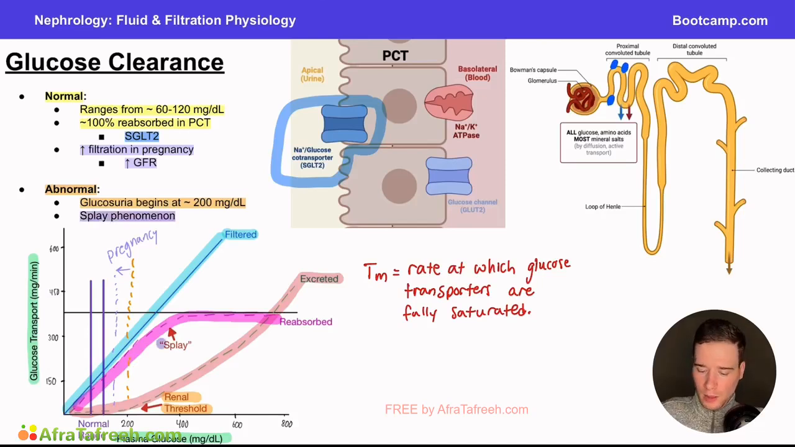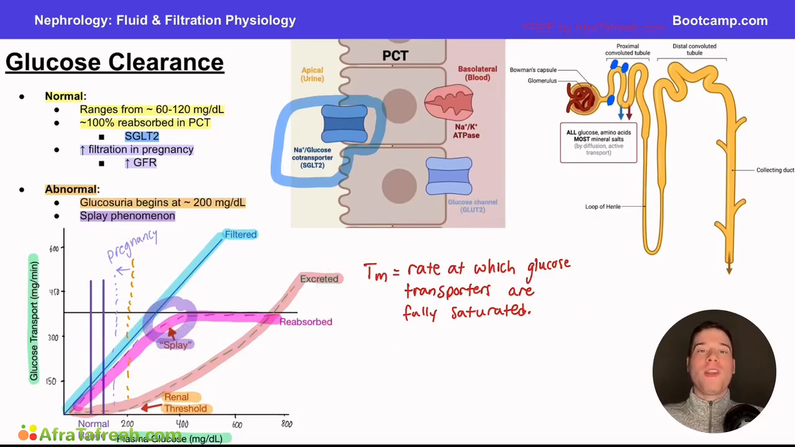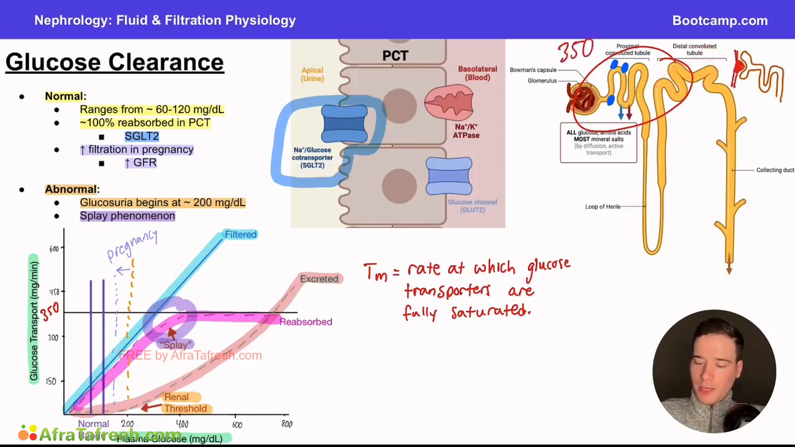And the final thing that we need to talk about in this video is the idea of the splay phenomenon. The splay phenomenon, which you'll see in this region here on the graph, is essentially due to the fact that there is a heterogeneity of nephrons within the kidney. There are different Tm points, or different rates at which glucose transporters are fully saturated, depending on the nephron within the kidney. So not all nephrons are the same. Let's say this nephron is saturated at 350 milligrams per minute. So this is our 350 nephron. But there could be another nephron located approximately next to it where its saturation is actually at 300. So you can see here, this nephron's SGLT transporter is saturated at 350, but another one next to it is at 300.